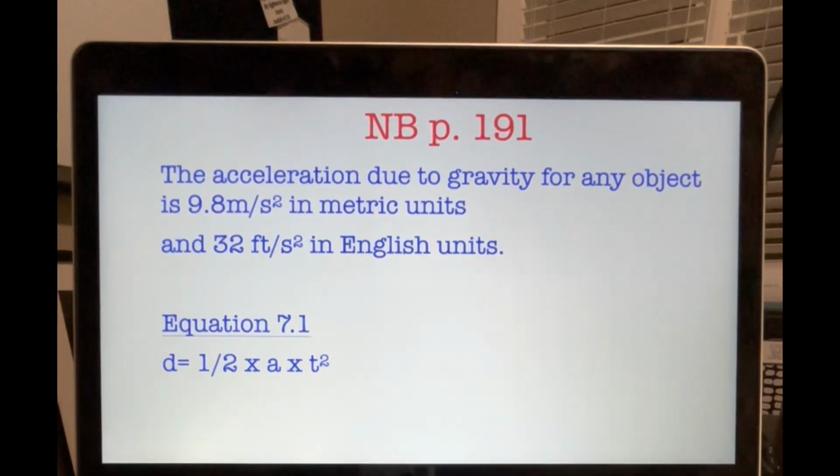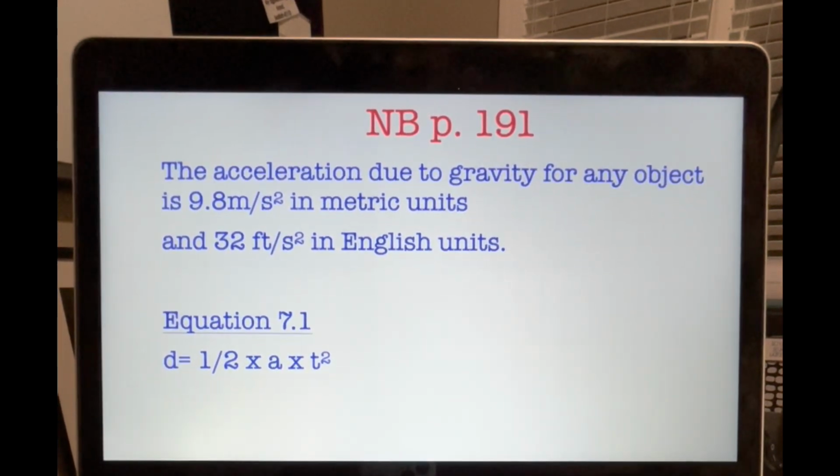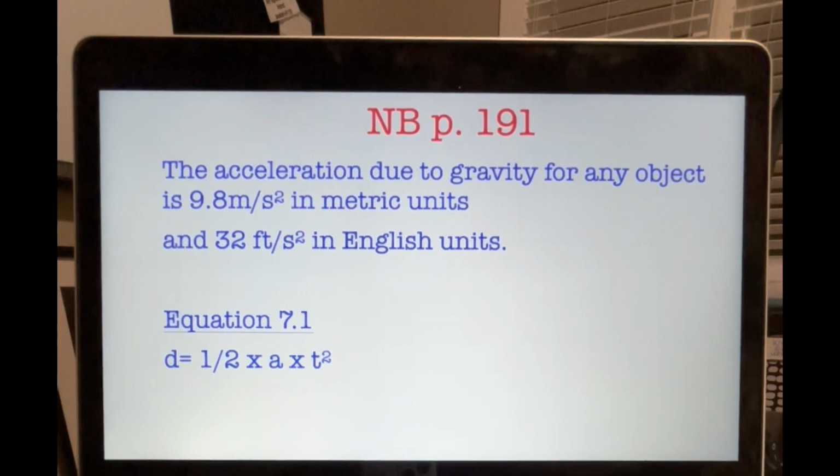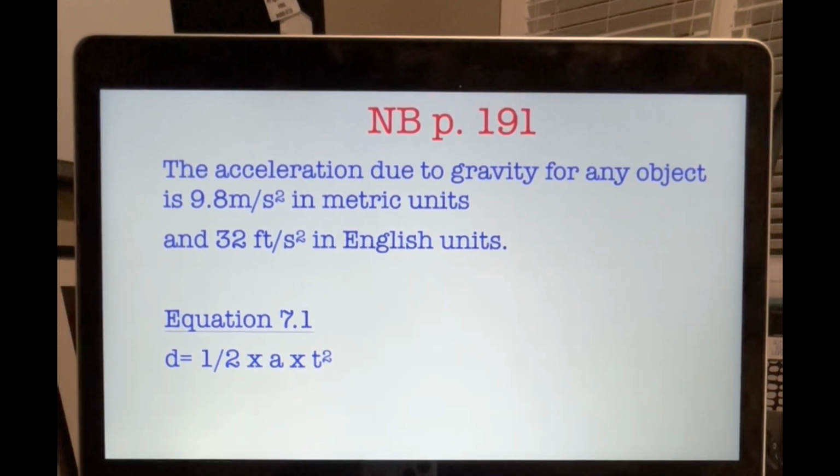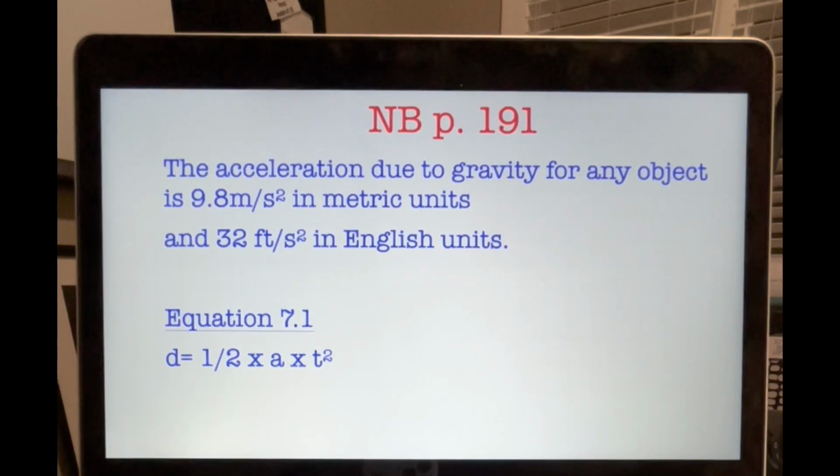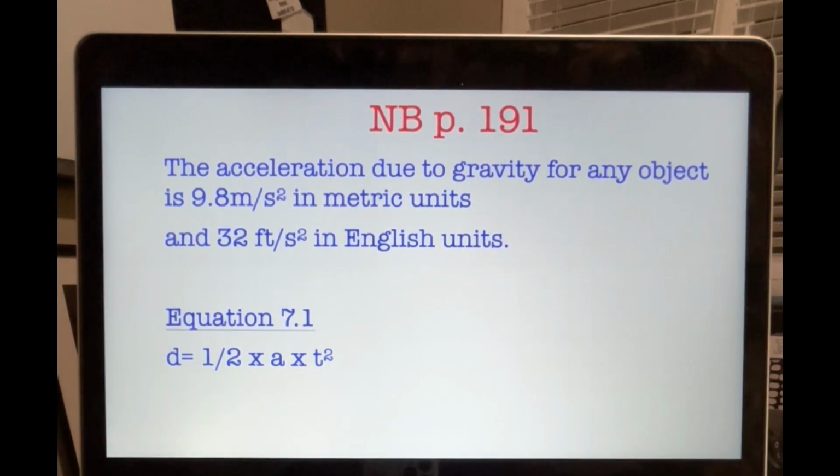D equals 1/2 times A times T squared. Don't worry about where this equation comes from. You will learn that when you take high school physics. For now, you just need to practice how to use the equation. We're going to look over example 7.1 and see how we do this.